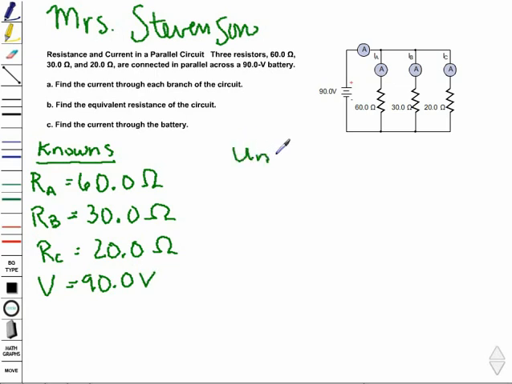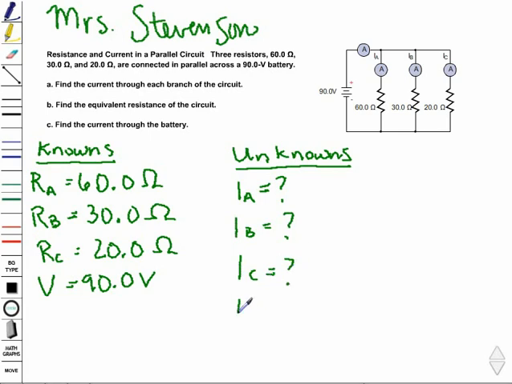Our unknowns: we are looking for the current across resistor A, the current across resistor B, the current across resistor C, the total current, and the total resistance of the circuit.